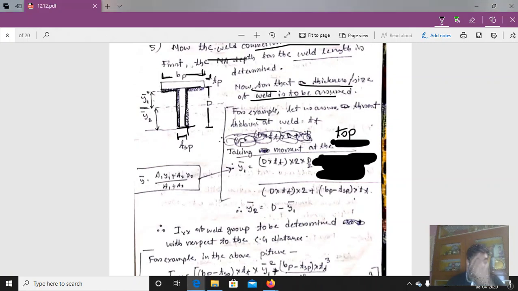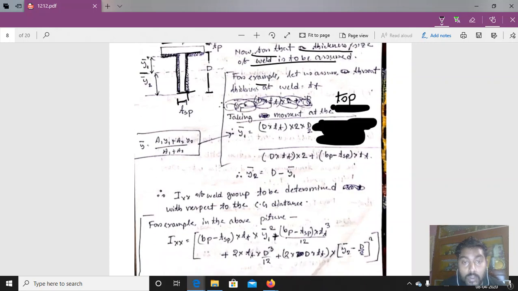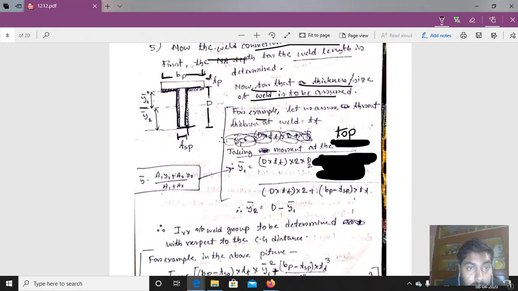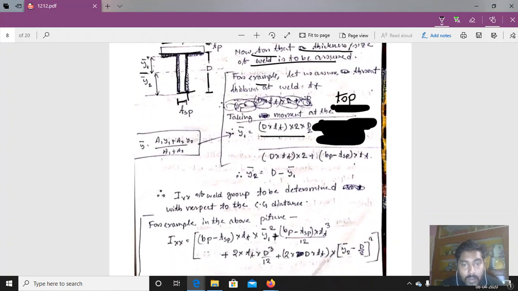So one mistake has been done. Taking moment at the top, we have to determine the moment at the top. So from the top, here we have to determine the moment. Okay, so first for that weld length, this is the value, and for that this is y1 plus y2. So from here we can determine the y1. So y2 will be total D minus y1, that we can calculate.